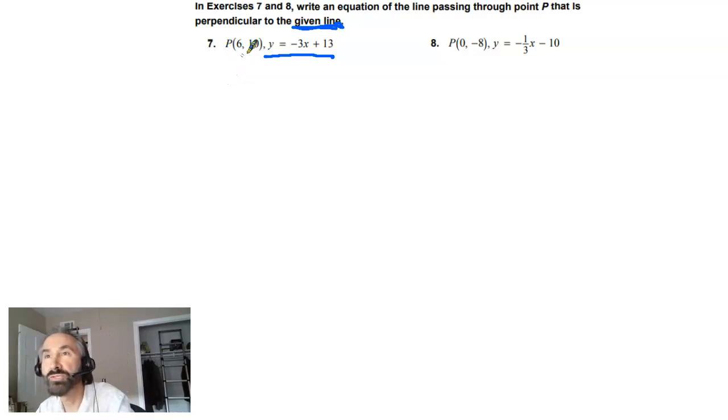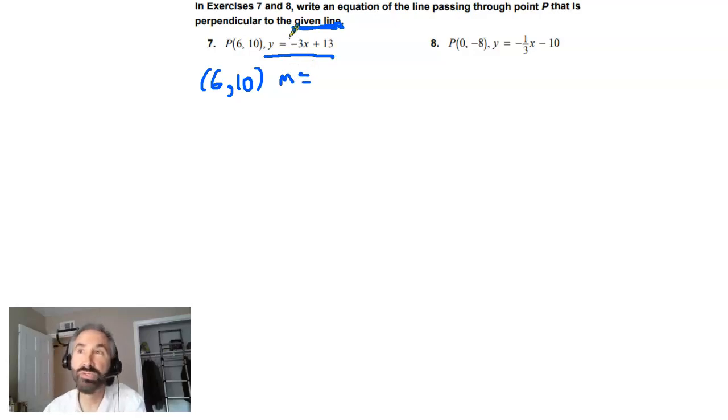So in this case, we want to write the equation of a line that goes through the point 6, 10, and we'd like to know what the slope is. What we'll do is use the given line to determine its slope, and then we'll figure out the slope for the perpendicular line. By the way, the symbol for perpendicular is like an upside down T. It looks like a 90-degree angle.